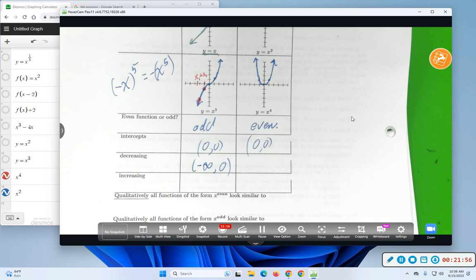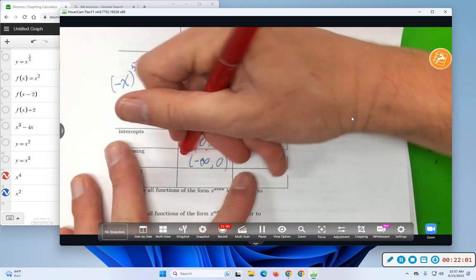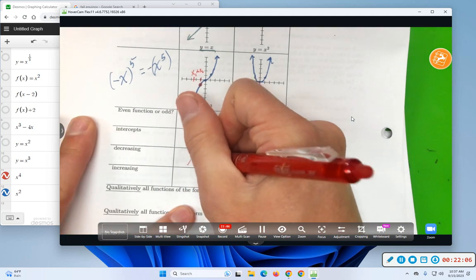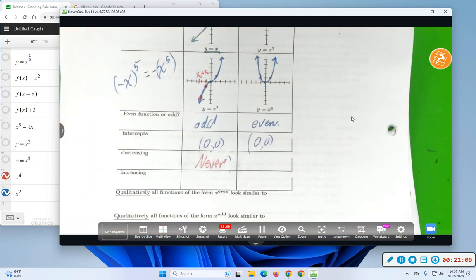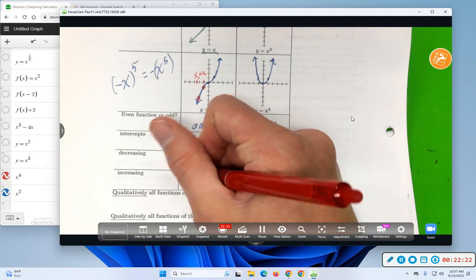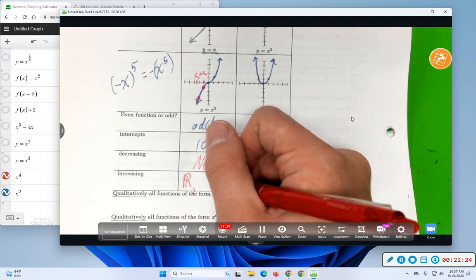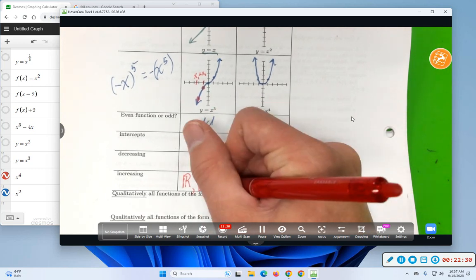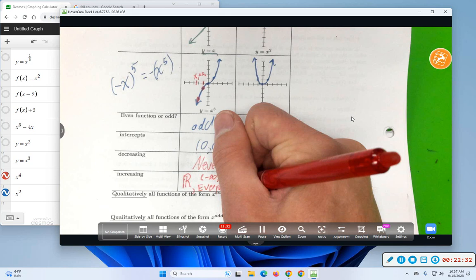Are odd power functions ever decreasing? Nope. So if odd power functions are never decreasing, where are they increasing? Everywhere. So different ways of writing that are maybe blackboard bold R for all the real numbers, negative infinity to infinity, and maybe the most colloquial way, everywhere.